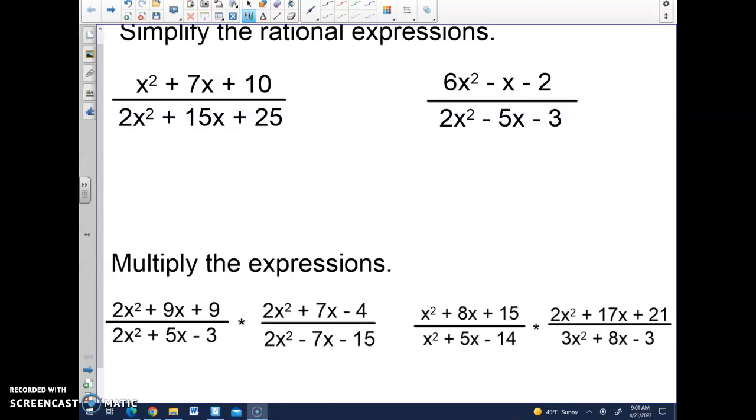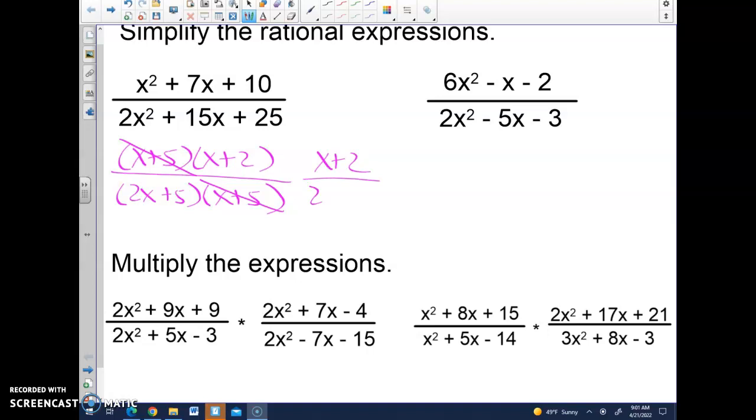So when we go to rationalize these expressions, this is just simplifying a fraction. We're factoring the top: x plus 5 over x plus 2. We're factoring the bottom: 2x plus 5, x plus 5. Okay? And that gives us our correct middle term. And then we're looking to cancel. The x plus 5's cancel. It's got to be the exact thing. And we're just leaving it as x plus 2 over 2x plus 5, and that's my answer.